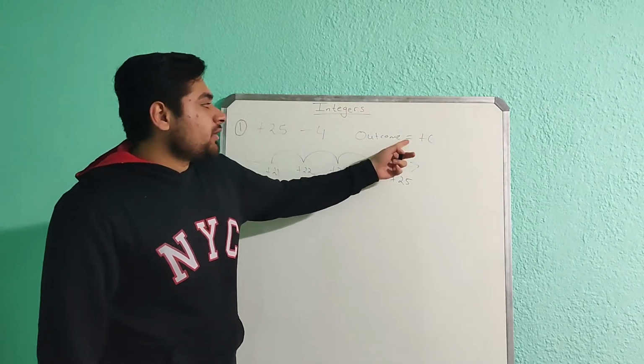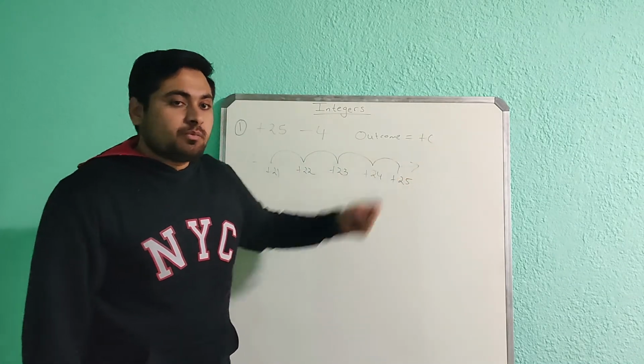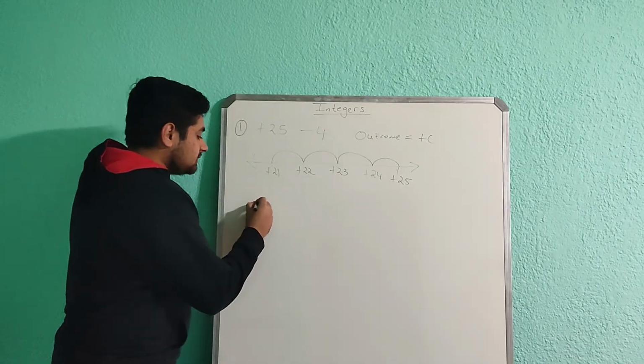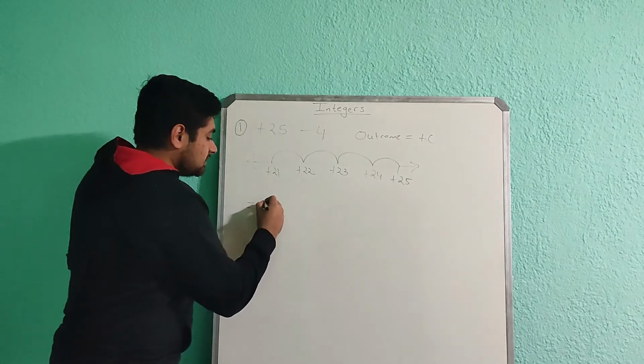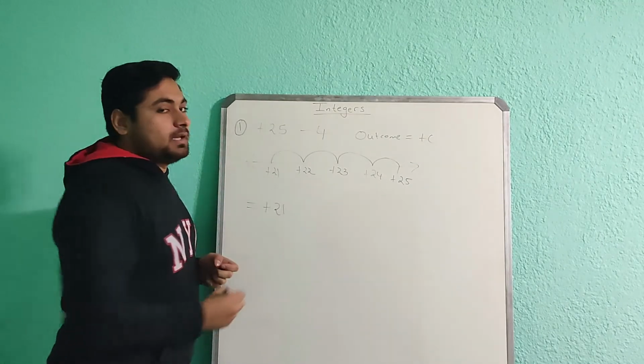From our outcome, we already knew that our answer was positive. As you can see, our answer is positive. Hence, positive 25 minus 4, the answer is positive 21.